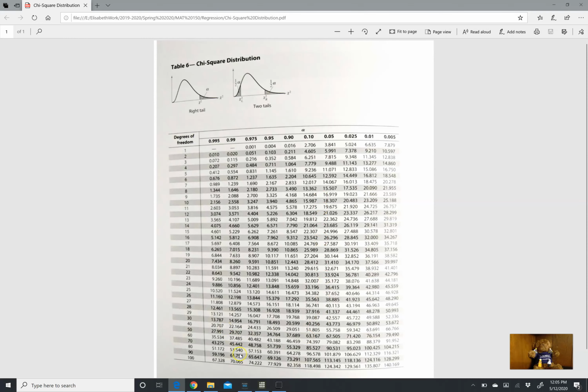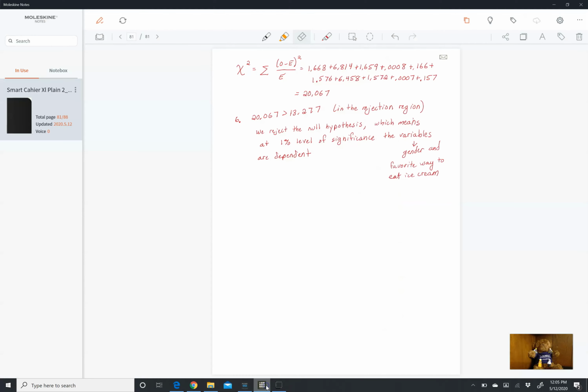Okay, let's do one more example. So we're going to do the same thing, chi-square independence test. So let's say the marketing consultant for a travel agency.